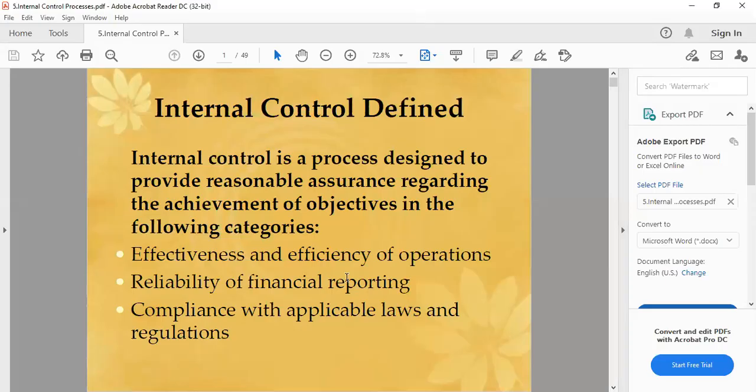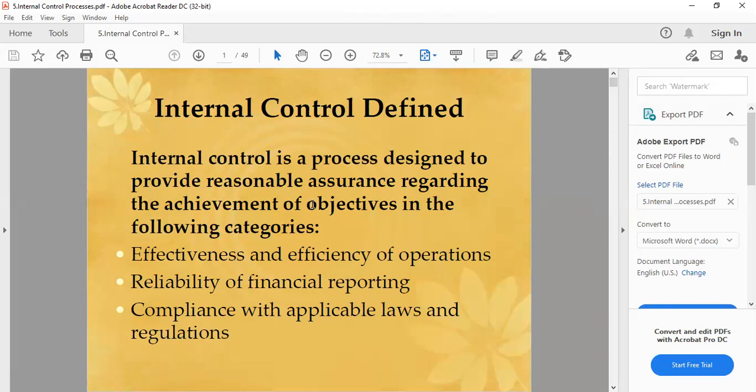Good day to all. This is our first part of the internal control processes discussion. Actually, much of the discussion here has already been covered in your auditing theory subjects, so I expect that you are able to know already the majority of the details, of course.